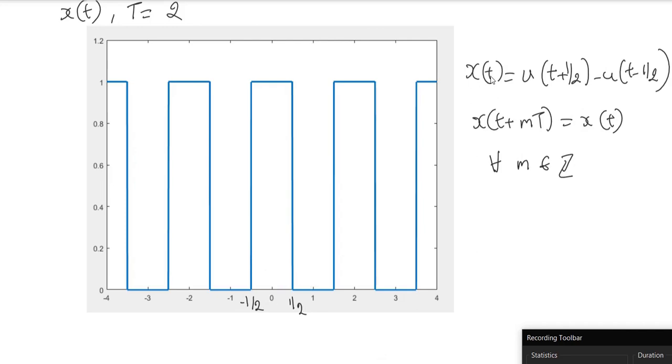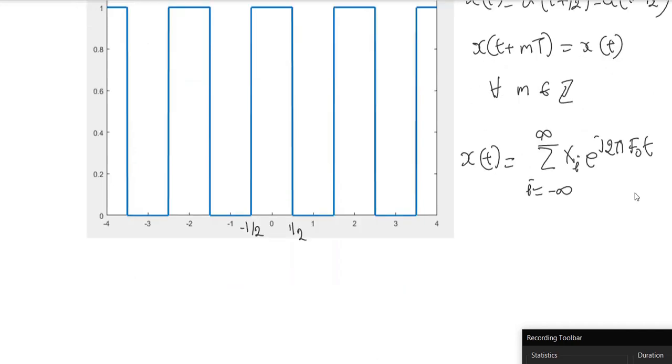Okay, so this is our signal x of t, and we want to express x of t as the summation here, as a weighted combination of these complex exponentials. So complex exponentials are our basis, and this should be i times f0. Okay, so we want to express x of t like this. So what should x_i be equal to?